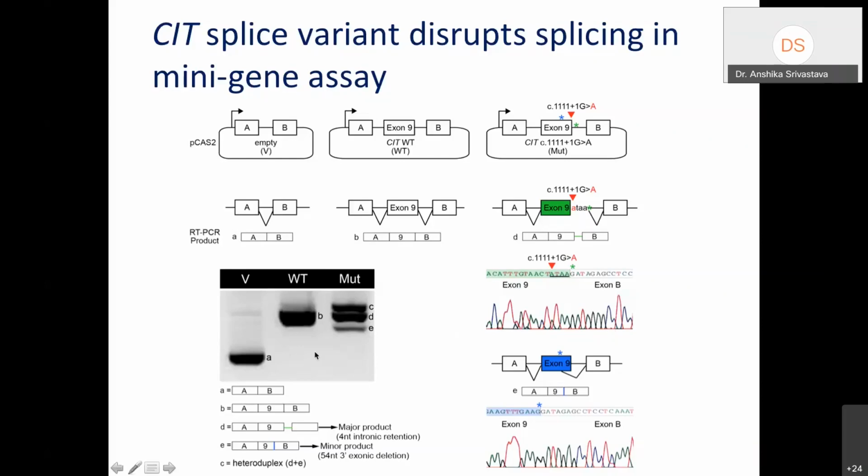So then you run a gel and you see, okay, in wild type you have a compact exon 9. But in the mutant case, you have different products. My major product was a 4 nucleotide intronic retention, and the minor was an exonic deletion. So with this, we say that citron kinase splice site variation disrupts splicing through retention of intron and not the deletion of exon, skipping of exon.